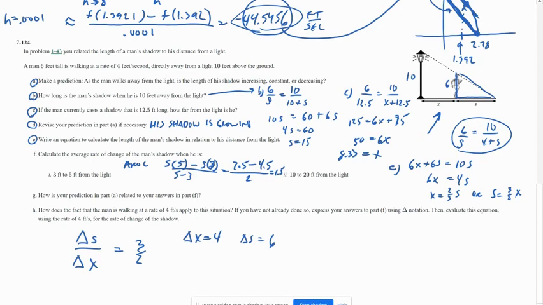And so that tells us our shadow is growing at 6 feet per second. Because this was change in x is 4 feet per second. And so this is 6 feet per second.